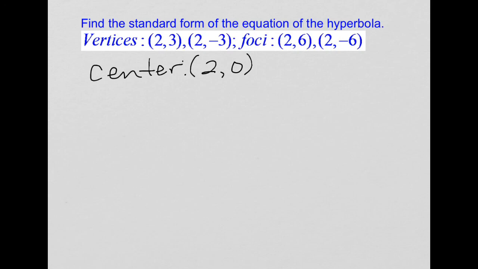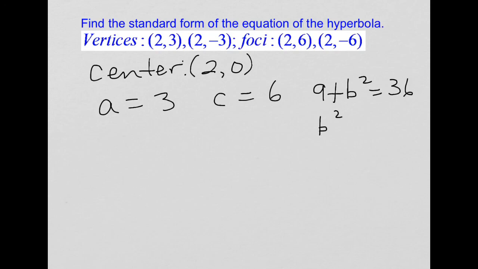So I know that A is 3, because that's the change from center, so A equals 3, and C changes where C is equal to 6. Well, then I know that 9 plus b squared equals 36. And b squared equals 27. Okay, I don't need to find b because all I'm going to be using in the equation is b squared.